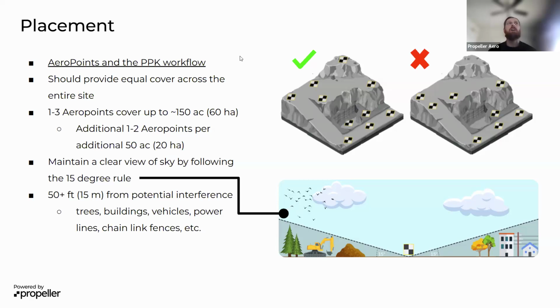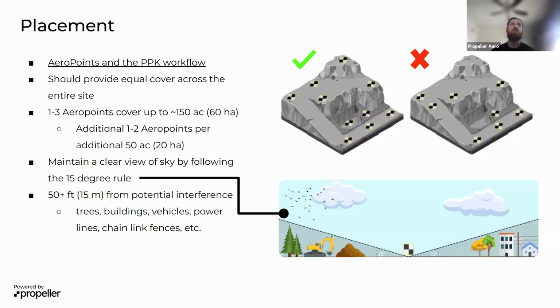So we want that good equal coverage. 1 to 3 AeroPoints cover 150 acres or 60 hectares. Additional 1 to 2 AeroPoints per additional 50 acres is what we recommend. And this will typically provide good ground control for the most complex and dynamic terrain relief type job sites out there.